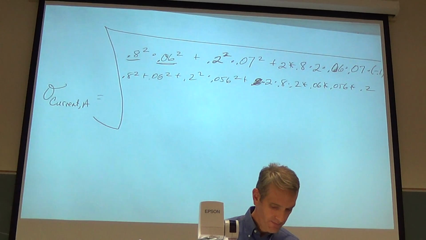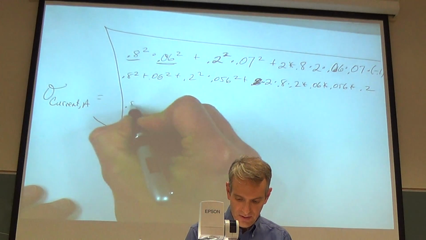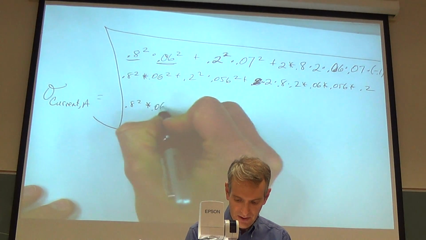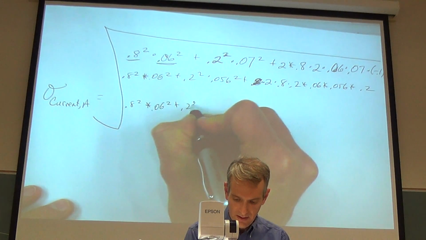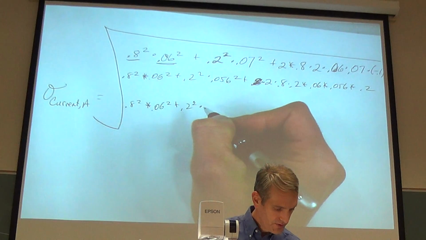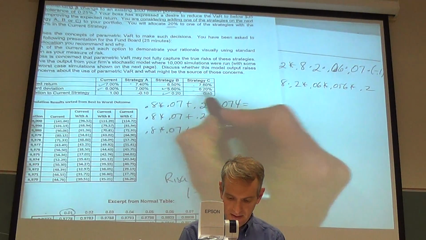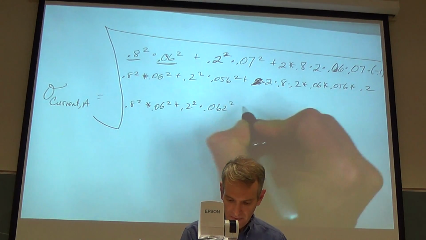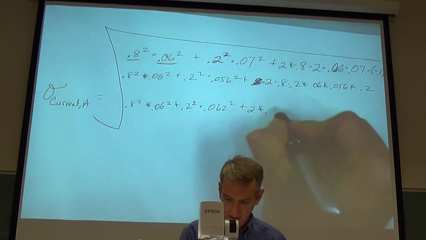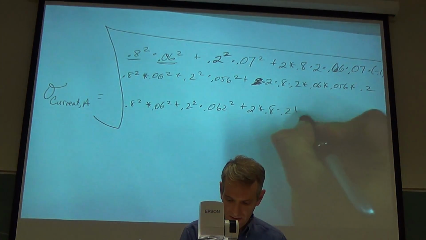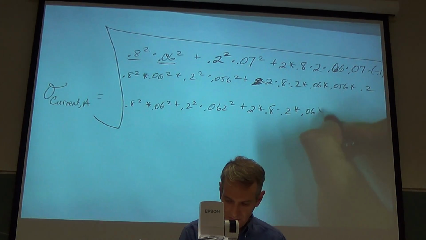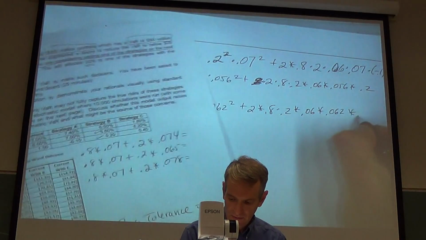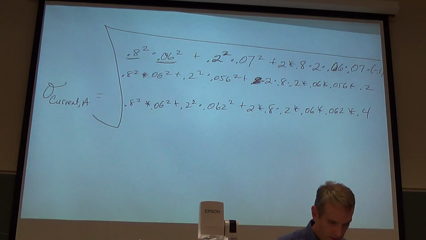And then we look at C, so 0.8 squared times 0.06 squared plus 0.2 squared times the risk for C, which is 6.2%, 0.062 squared, plus 2 times 0.8 times 0.2 times 0.06 times 0.062 times the correlation, which is 0.4. You'll try that.